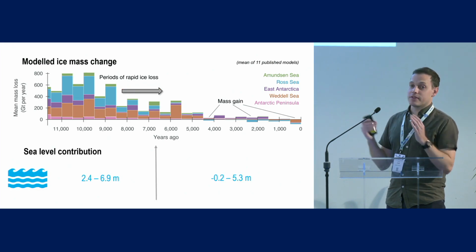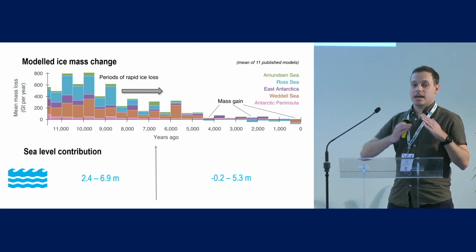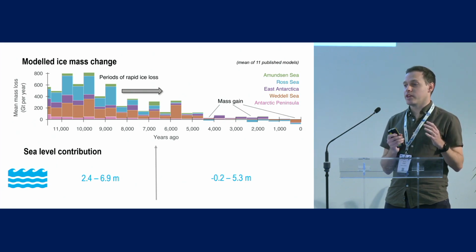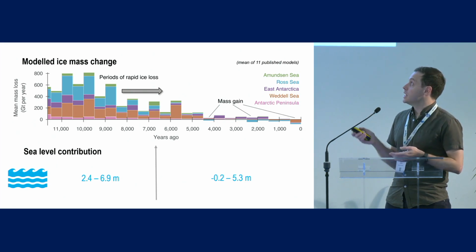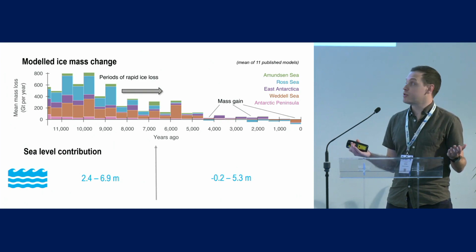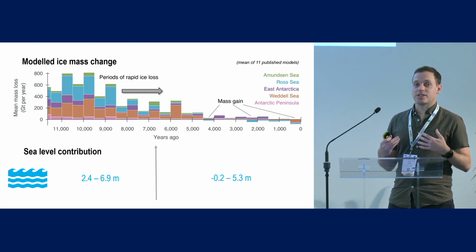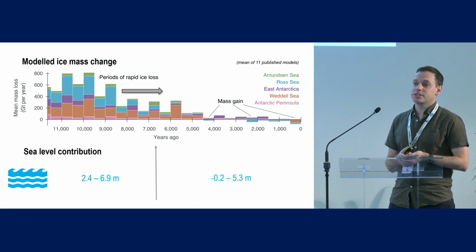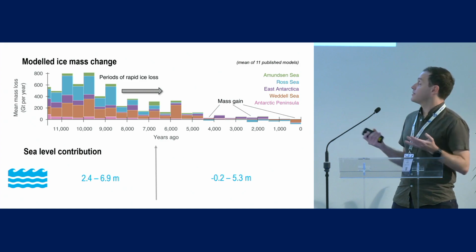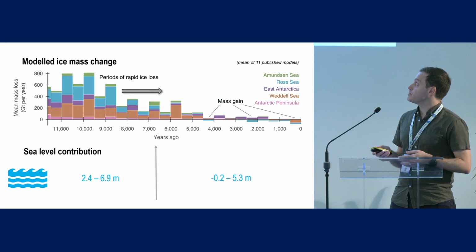So how does all of this link into sea level contribution? I've divided this here at 6.7 thousand years, and the reason for that is that this is when ice sheets in the northern hemisphere ceased retreating. So before this time, these models suggest that Antarctica contributed somewhere between 2.4 and 6.9 meters. And after this time, Antarctica should have been the main contributor to sea level change, and the models suggest somewhere between minus 0.2 and plus 5.3. This is quite a large range of estimates based on these models.